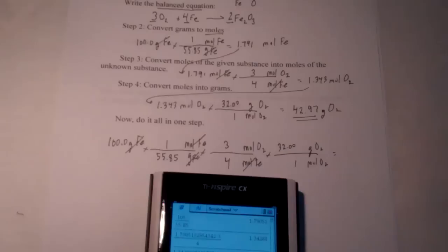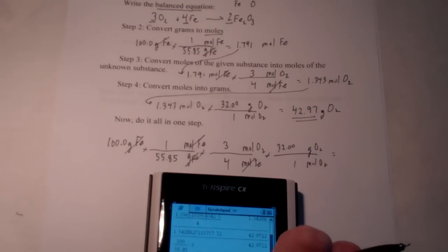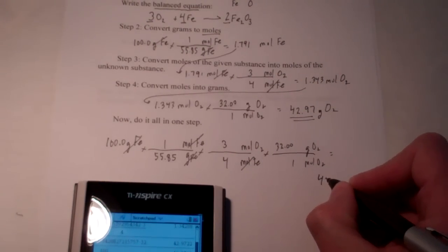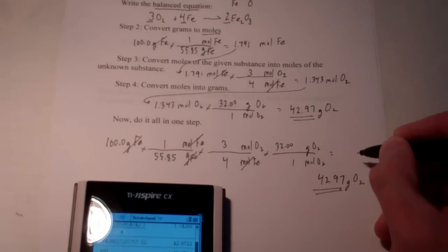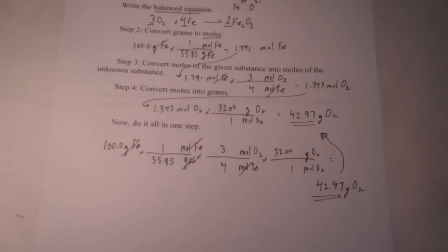We have 100.0 divided by 55.85 times 3 divided by 4 times 32.00. Once again, we round off to the 4 significant figures which we're allowed. We end up with 42.97 grams of oxygen. Of course, that's the same as the answer we got earlier.